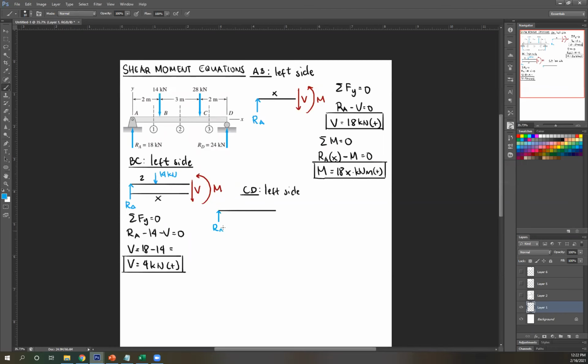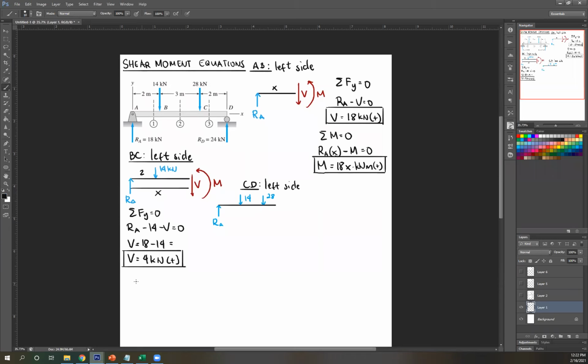So this is RA. This is 14. Again, just isolating the left side. And this is 28. Oh wait, I haven't solved it. Sorry.